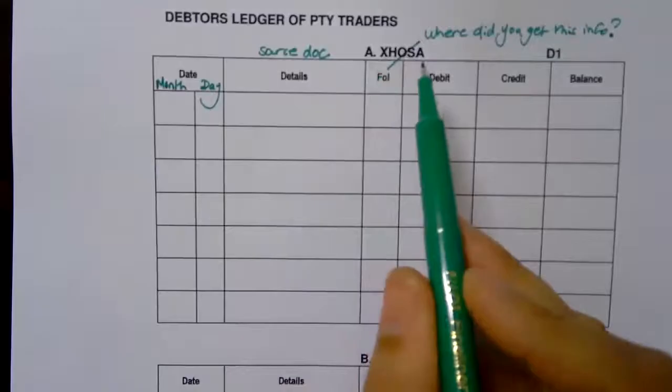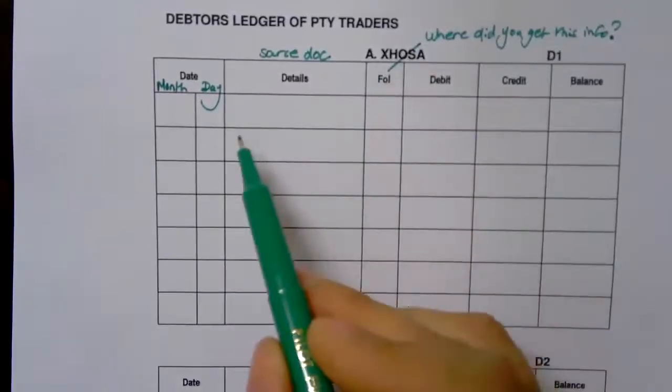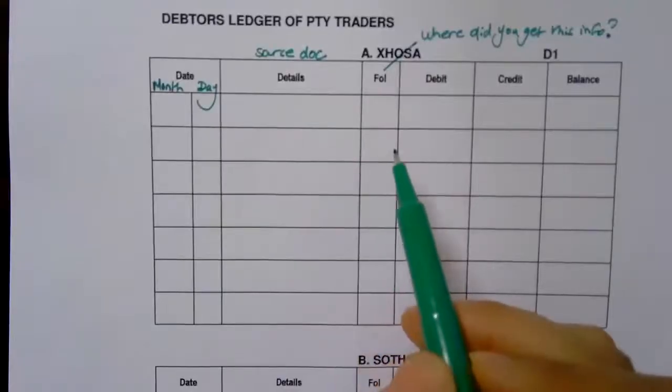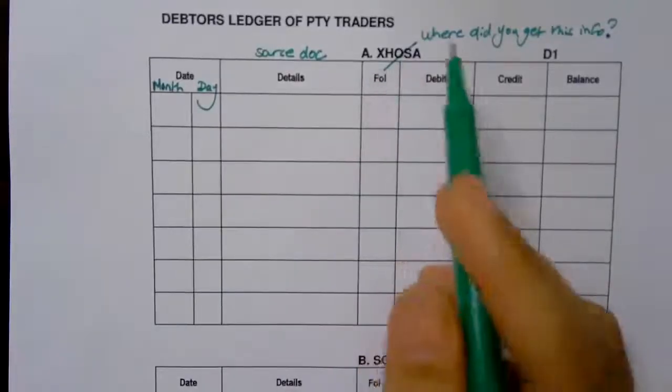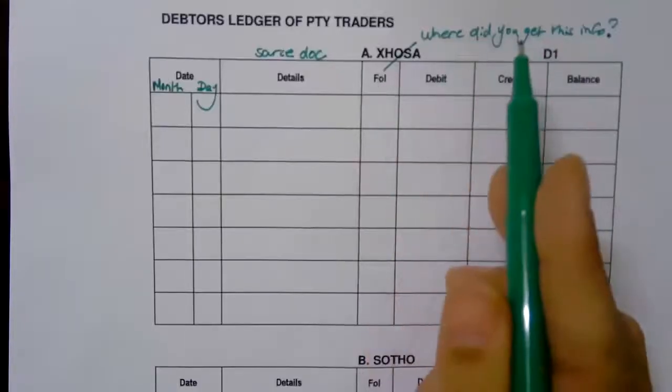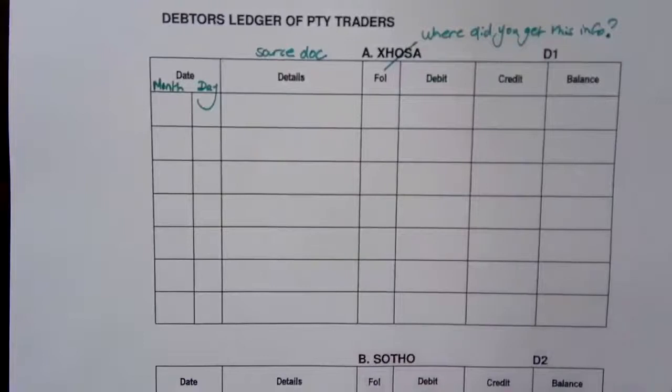When a client decides to pay us back, we will give him a receipt, and we will get this information from the cash receipts journal. Okay, so the folio is which journal did you get this information from? Where did you get this info? Which journal, in other words?